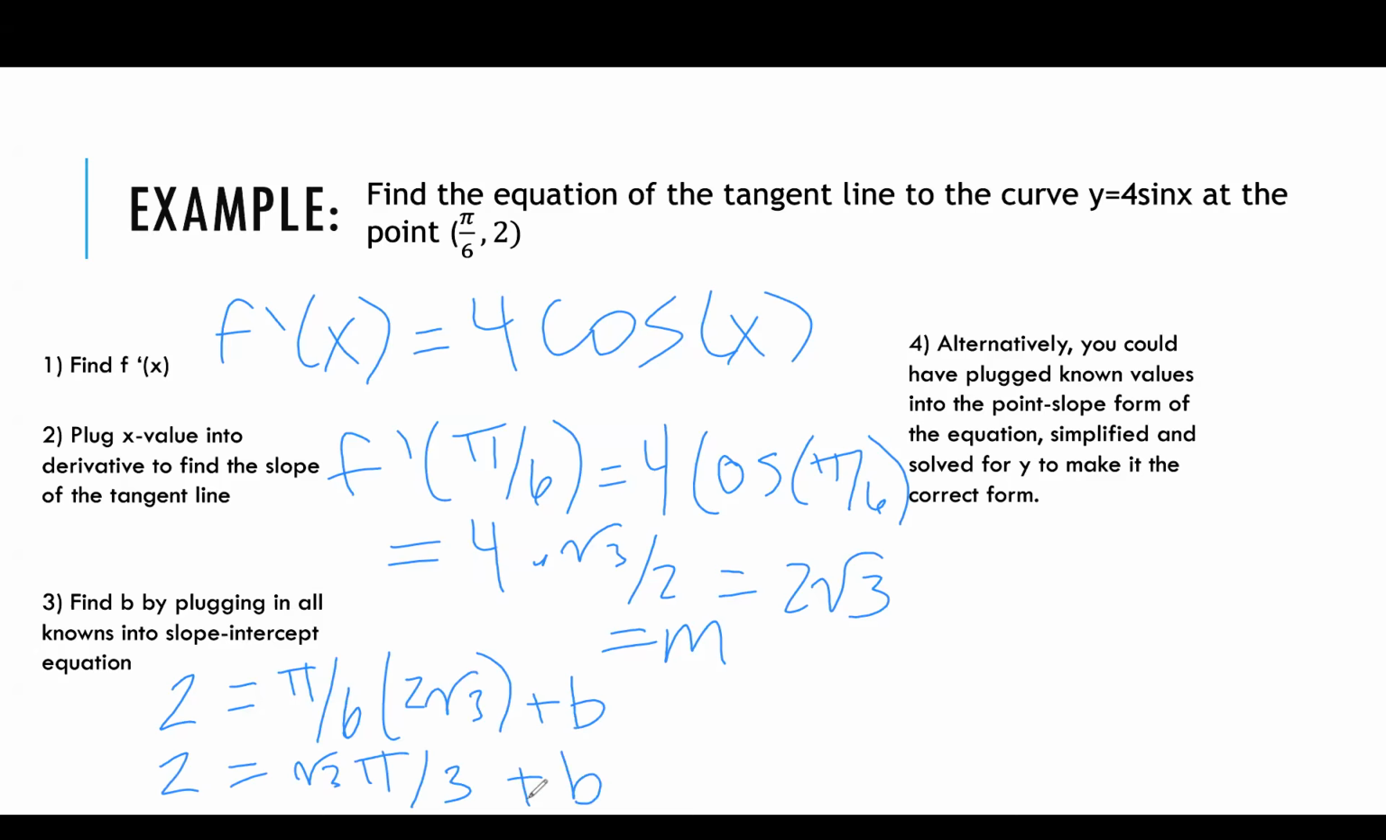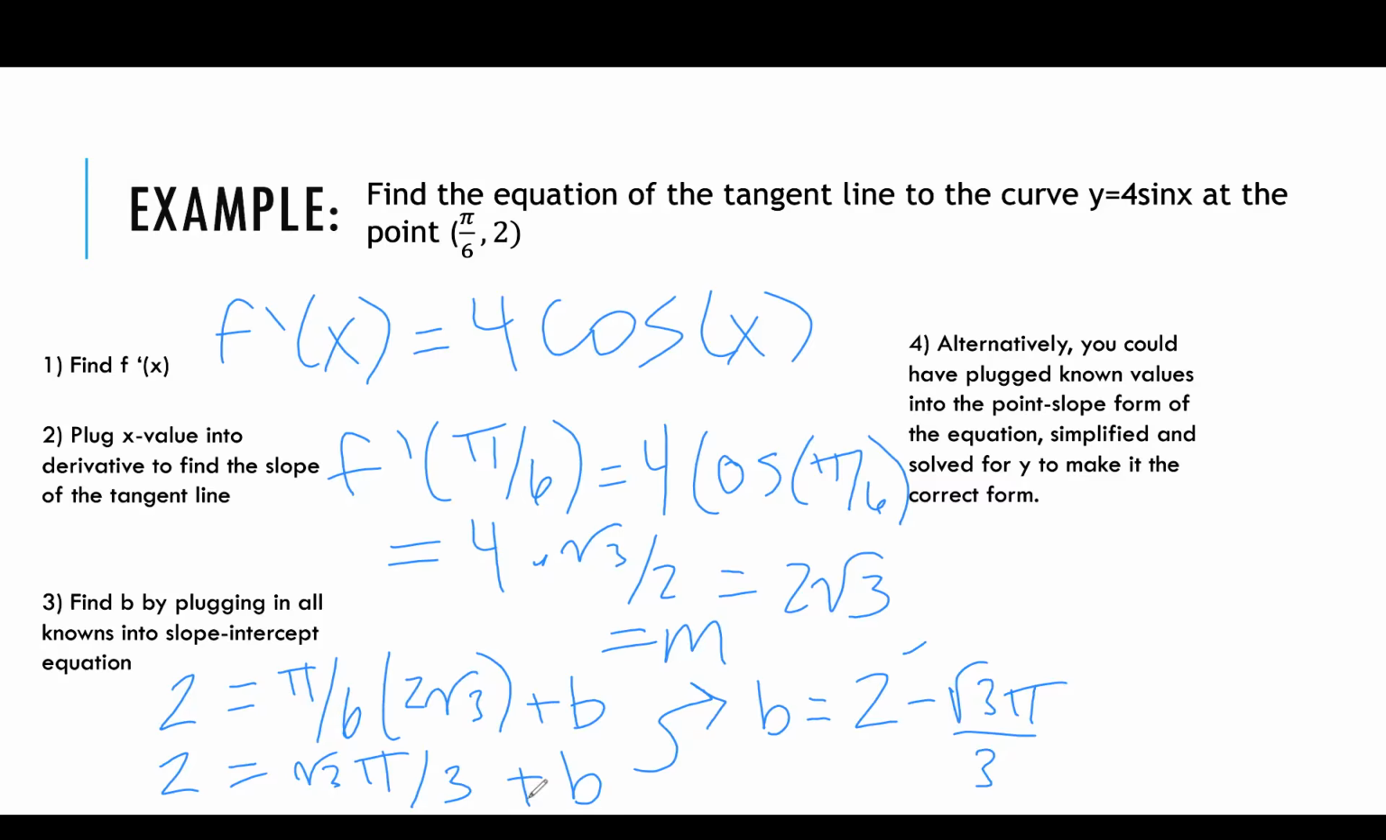So then b is equal to 2 minus square root of 3 pi over 3. And this is the exact value for b. If you wanted, you can solve for the decimal for b, and that's generally accepted on most homeworks.